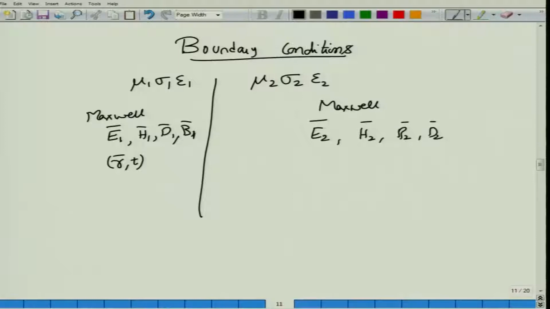Now that we have these equations with us, what is the relationship between E1 and E2? We are not interested only in the relationship between E1 and E2 here, we are also interested in the relation between the boundary.